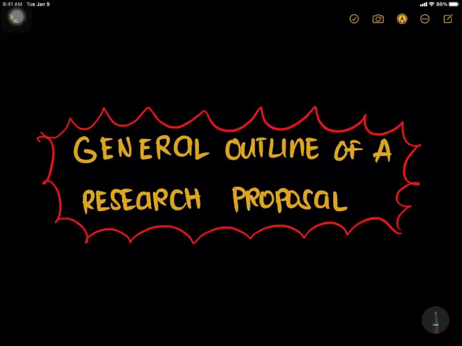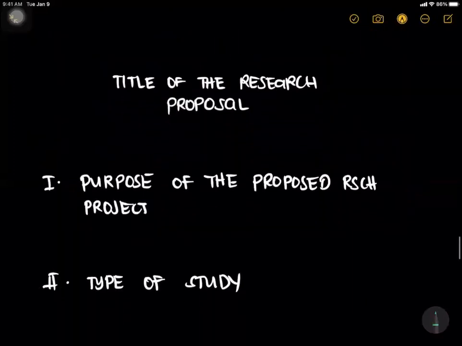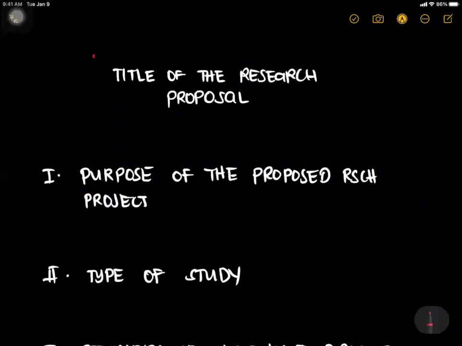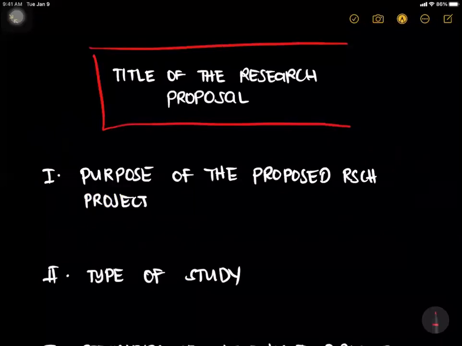So let's talk about the different parts. What are we going to expect in the different parts? Since the components have already been discussed, we will translate those components into the parts of your research proposal. So let's begin with the title of the research proposal. This is really very important, your research title.